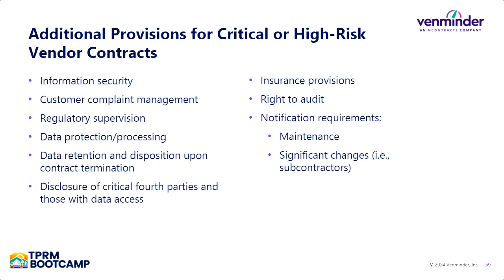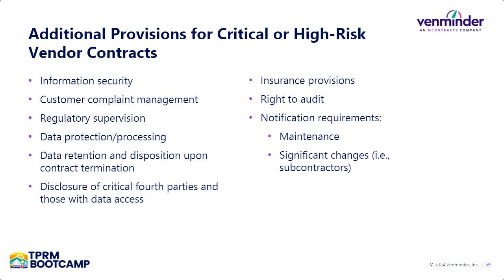And so to go along with the provisions that I provided a few slides ago, these are some additional provisions that should be included for your critical and high-risk vendor contracts. We'll just read through these really quickly. Information security expectations of that vendor. You may even have a separate addendum associated with information security. A customer complaint management process, maybe some kind of rubric or grid that shows how that will be handled. Regulatory supervision possibly could be included. Data protection and processing agreement, depending on the type of data that is being handled and maybe what state or country you happen to be located in.